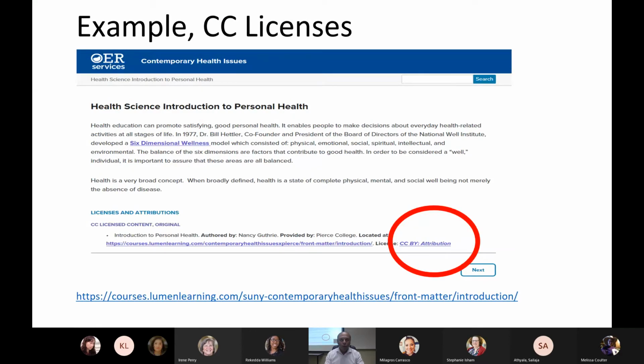Does anyone have any questions about the Creative Commons licensing or the OER? Okay, then probably I can go a little bit further.